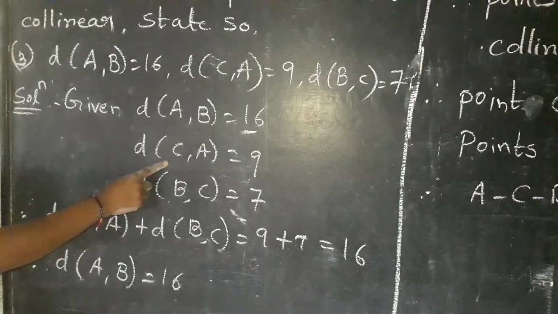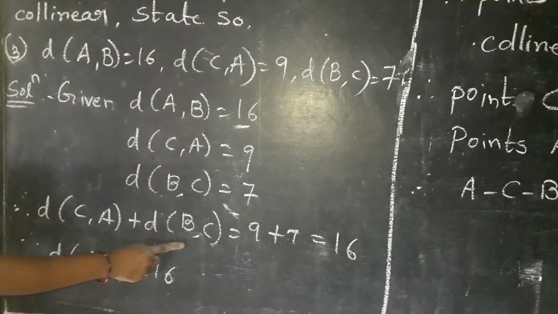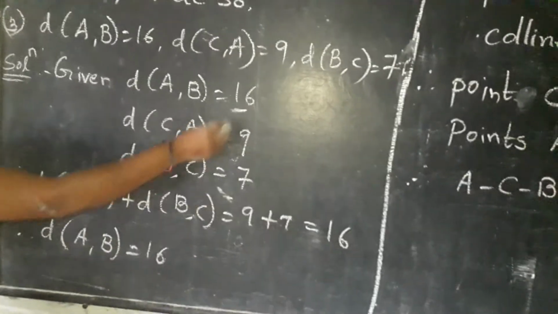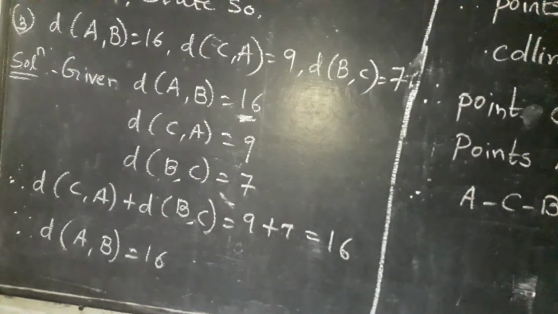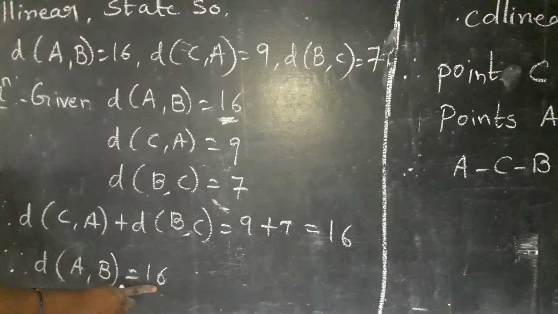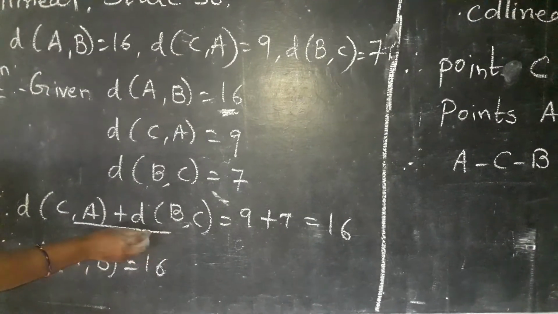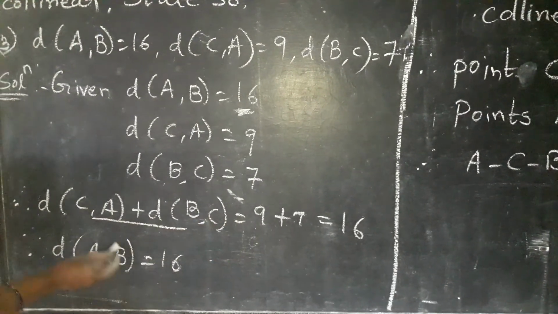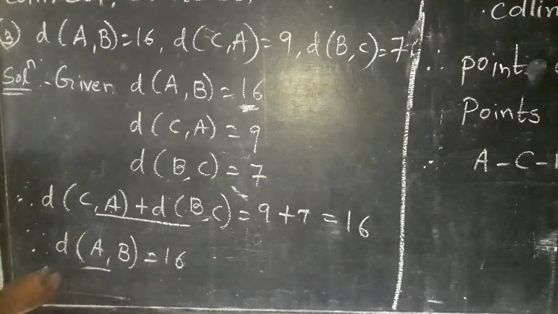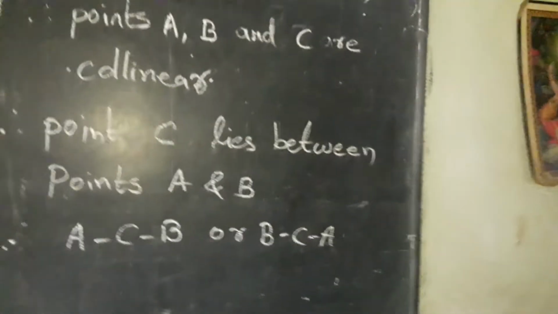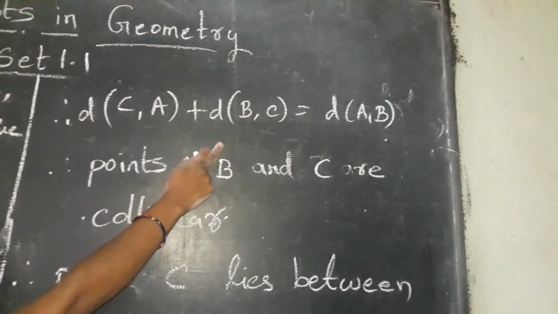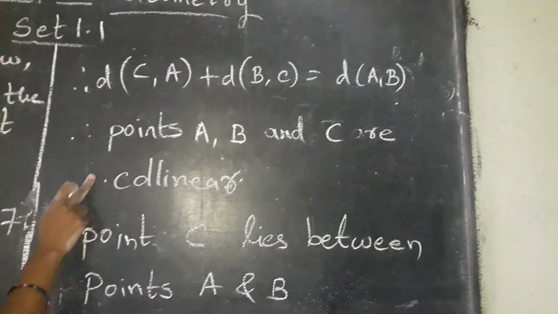So distance of CA plus distance of BC is equal to 9 plus 7, we get 16, and this 16 is nothing but the distance of AB. Therefore, distance of AB is also equal to 16 and the addition of these two numbers also gives 16. So, this distance of CA plus distance of BC is equal to distance of AB. So, we write here distance of CA plus distance of BC is equal to distance of AB.